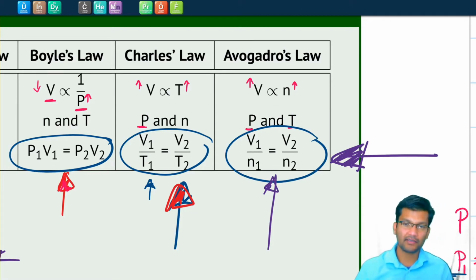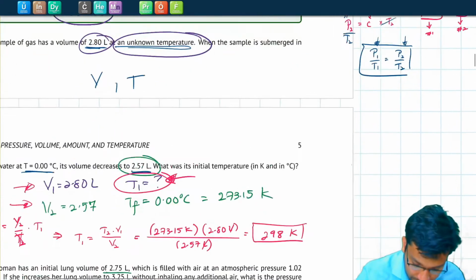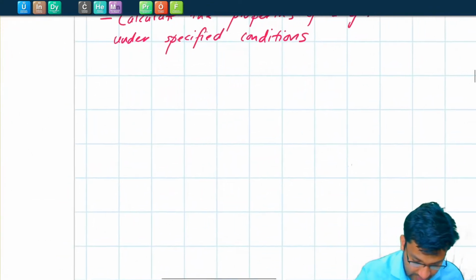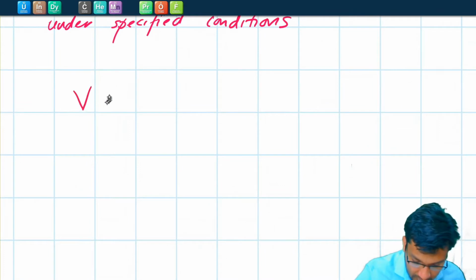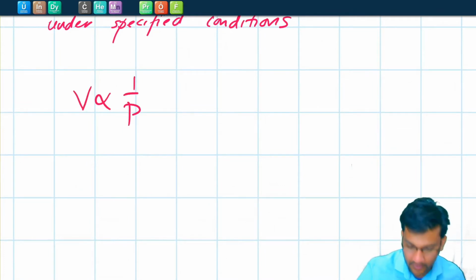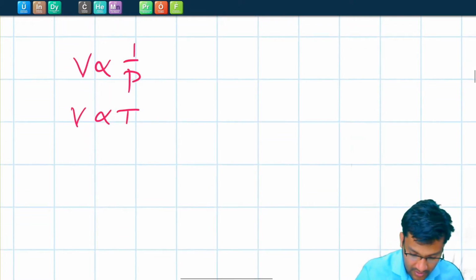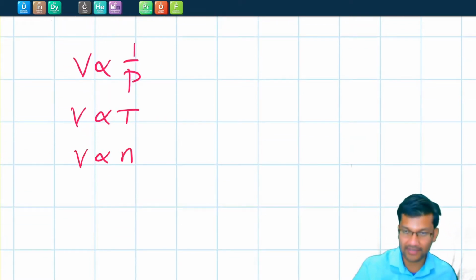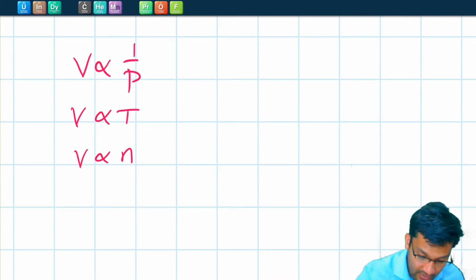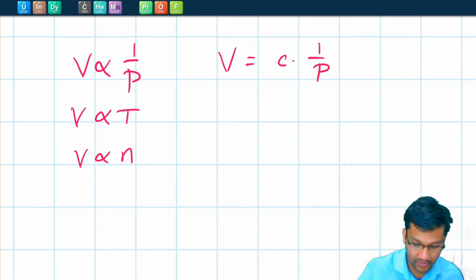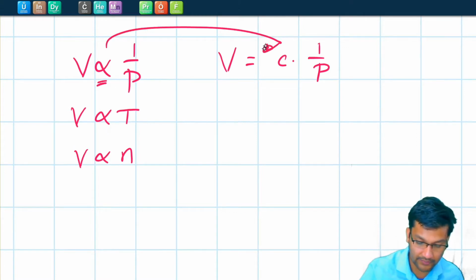And let's see if we can combine those. So let's create some space. Let's work right here. So we talked about how volume is proportional to 1 over pressure for Boyle's law, volume is proportional to temperature for Charles' law, and volume is proportional to number of moles in Avogadro's law. I also mentioned earlier that the proportional symbol just means that the volume is equal to some constant times 1 over P in the first example, and that's how we can change a proportional symbol to an equal sign.